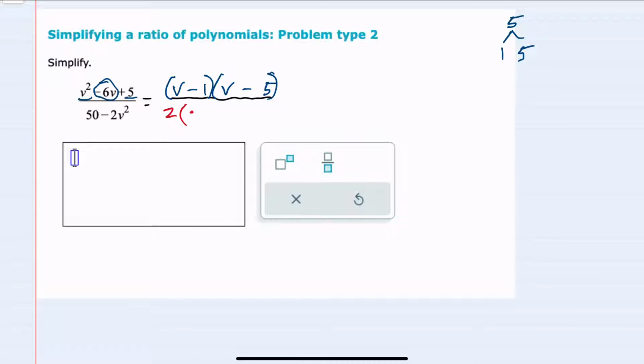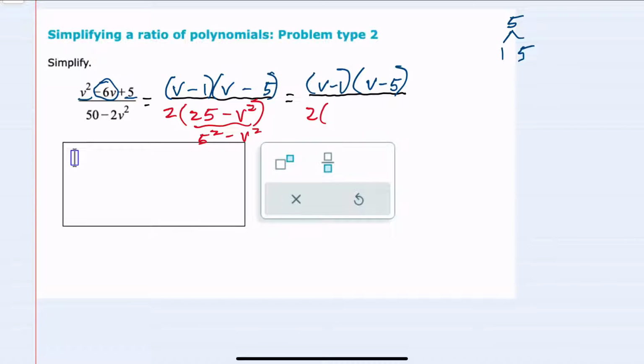Factoring the 2 out of the 50 would give me a 25. A 2 out of the negative 2v squared would just be minus v squared. So I have factored out the common factor, but now I can see that inside here, this is the difference of 2 squares. So I can factor further. The 2 will still be on the outside, but inside those parentheses, 25 minus v squared is a 5 squared minus a v squared. And as the difference of 2 squares, this would factor into a 5 minus v and a 5 plus v. At this stage, everything is fully factored.